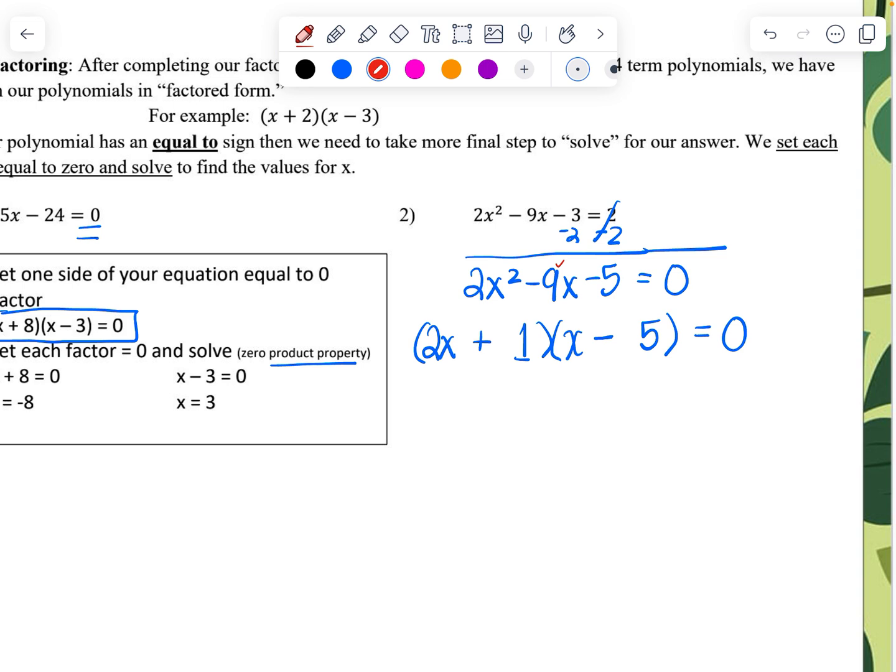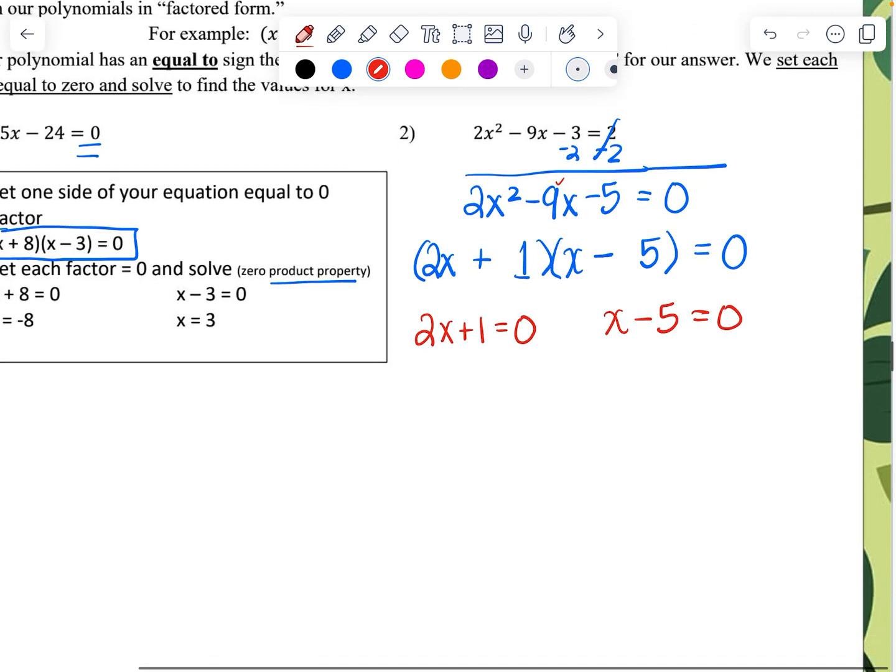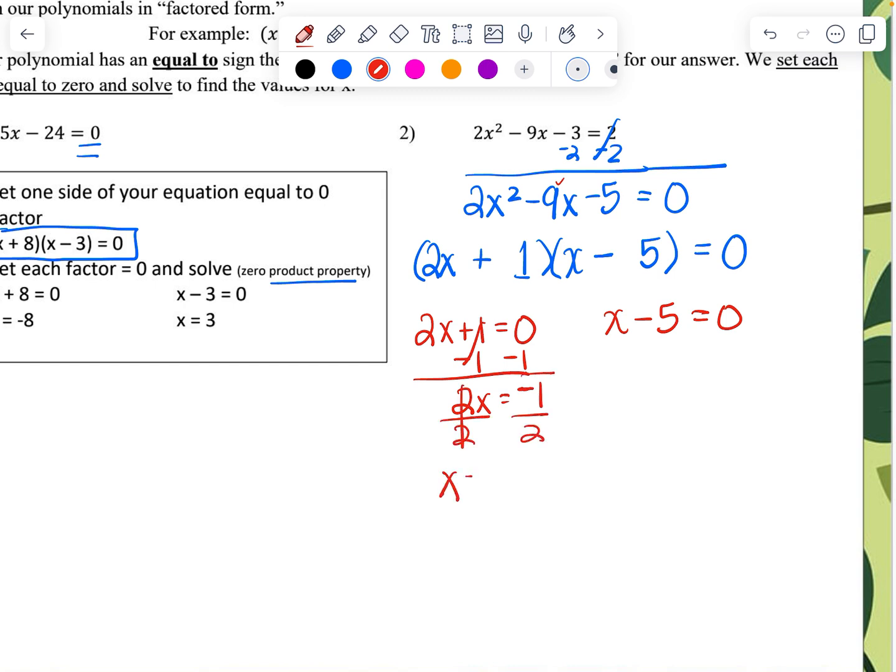Once I've factored, I'm going to set these factors equal to 0. And then I'm going to find my 2 solutions. So I'm going to subtract 1 from both sides on this one. 2x plus 1 equals 0. 2x equals negative 1. Divide by 2. And I get x equals negative 1/2. That's one of my solutions. I'm going to add 5 to both sides. I will take shortcuts in the future. Normally, I would just say x equals 5 here, but I want you to understand that that's what we're doing. We're adding 5 to both sides. So x is equal to positive 5, and then I have my 2 solutions.